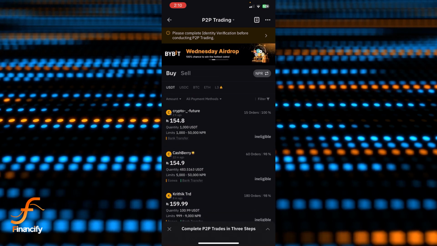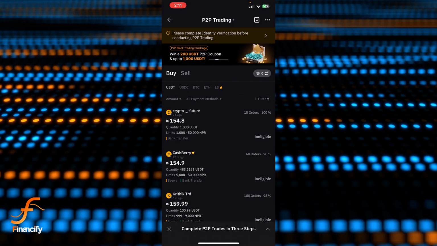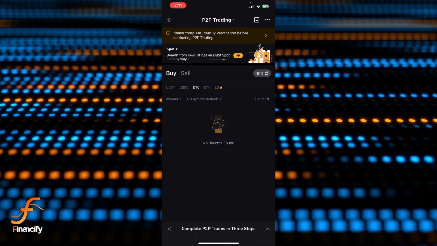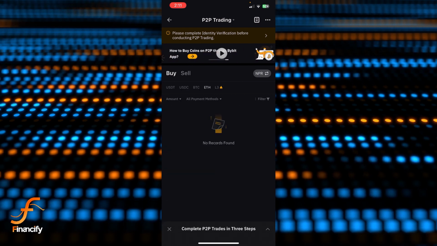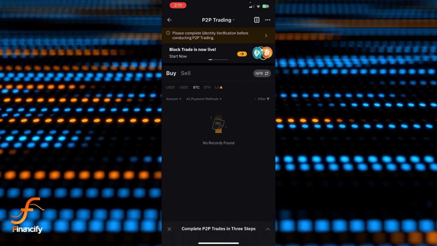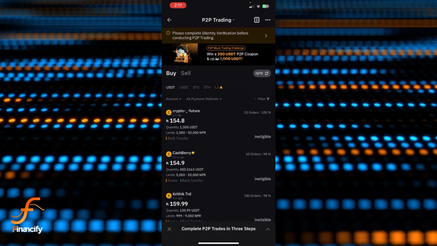You can choose the crypto by tapping on it. You can see there is USDT selected in here. You can see there is USDC as well, BTC and ETH. So let's tap on the BTC, but you can see there is no seller available in here. So let's tap on the USDT because the process is going to be the same.